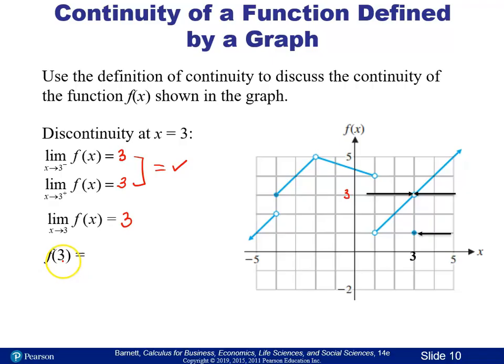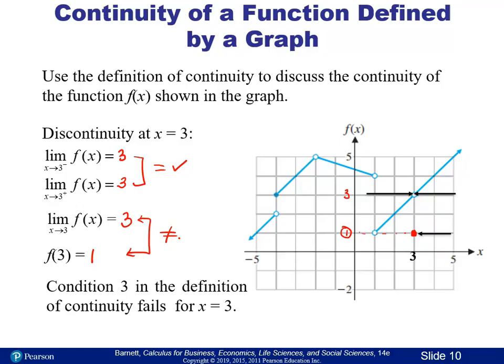Our function value though is way down here. So our function value is at 1. So these two things don't equal each other, and that's why it's not continuous. So it's condition 3 in the definition of continuity that fails for x equals 3.